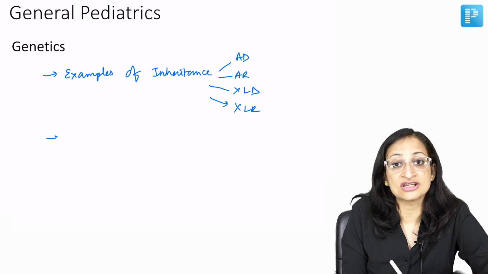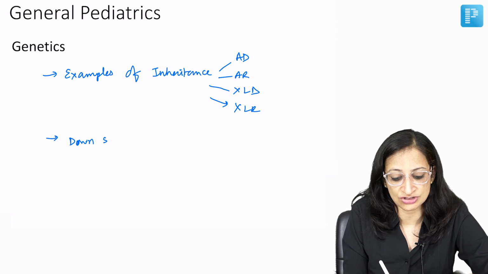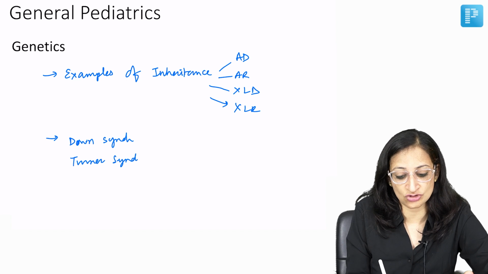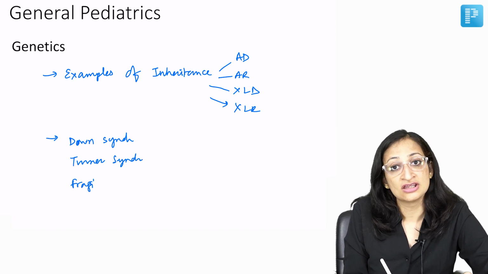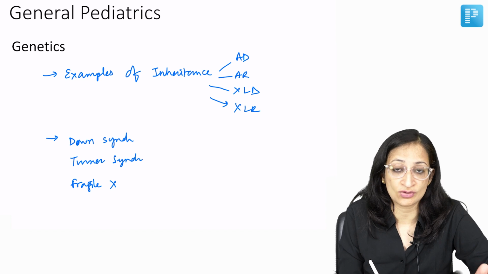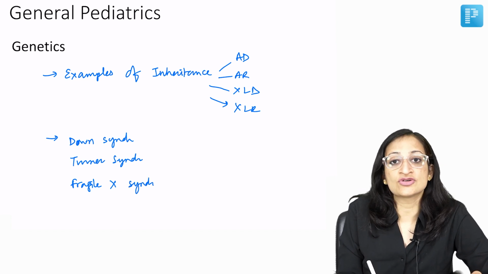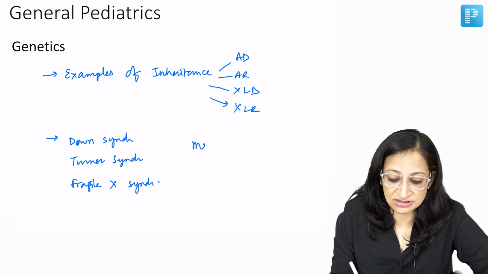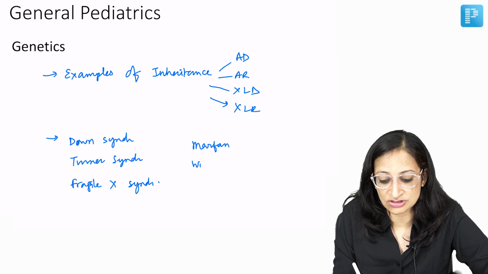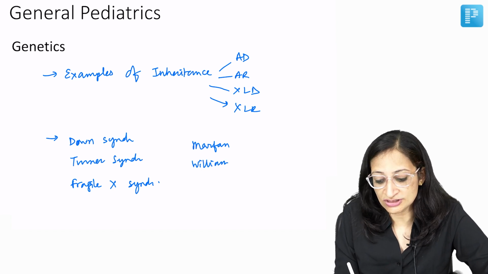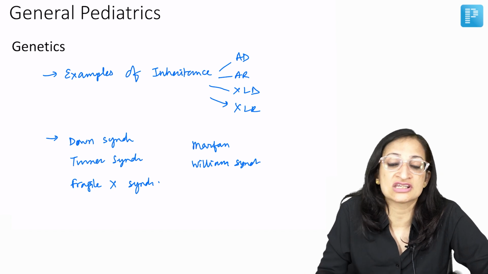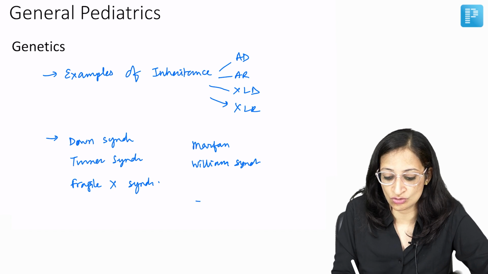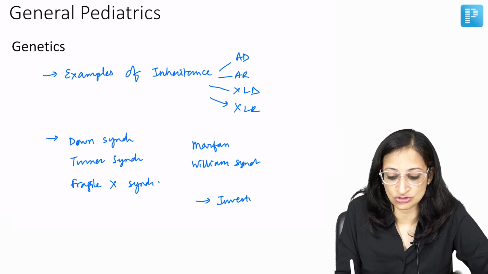Apart from this, some genetic syndromes are very, very important, like Down syndrome, Turner syndrome, Fragile X syndrome. Again, you've got questions on this previously in the INI-CET pattern. Apart from some other dysmorphic genetic syndromes that you need to know about, Marfan syndrome is another important one. Williams syndrome is also important. And you also need to have some idea about the genetic investigations like karyotype, FISH, fluorescent in situ hybridization. So some important investigations you also need to be aware of.